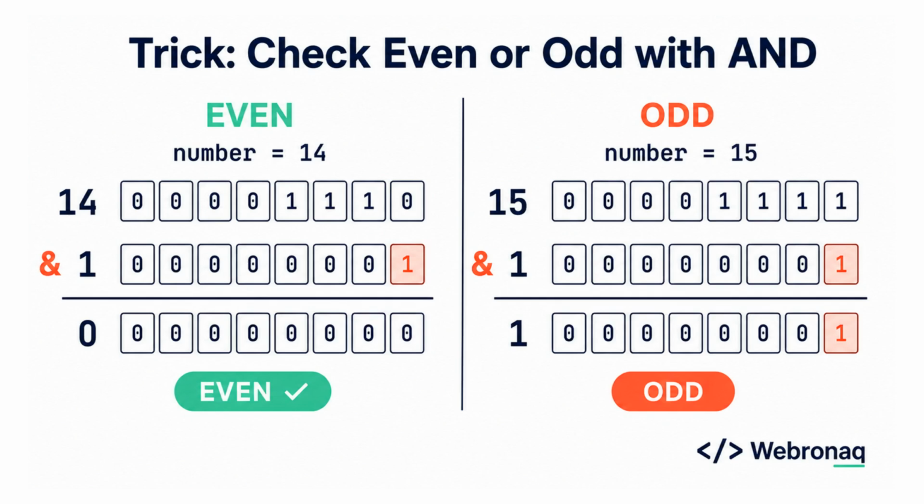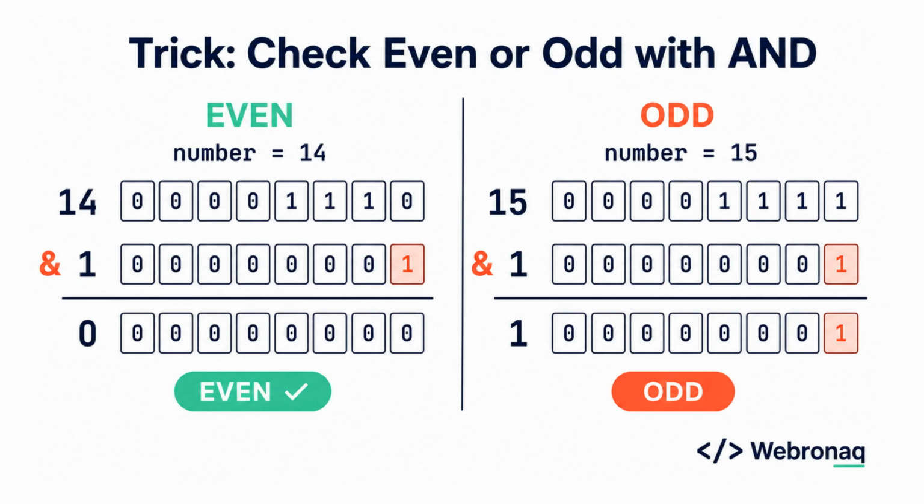For 14, the last bit is 0, so the answer is 0, meaning even. On the right, we do the same thing with 15. Its last bit is 1, so the result is 1, meaning odd. And here's the why behind the trick. Every odd number in binary ends in 1, and every even number ends in 0. And with 1 just isolates that final bit.